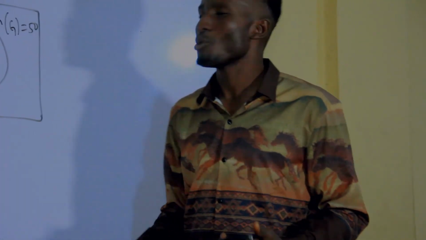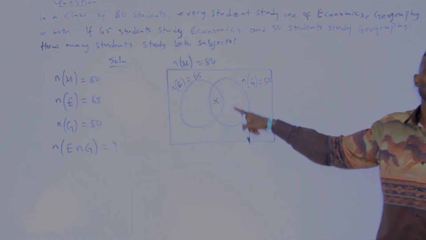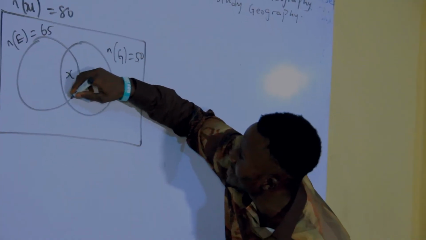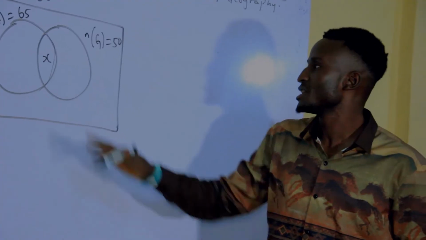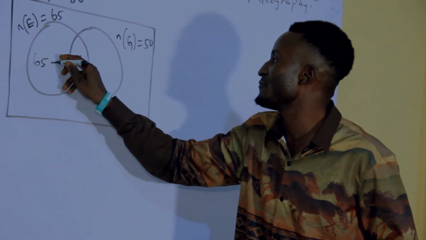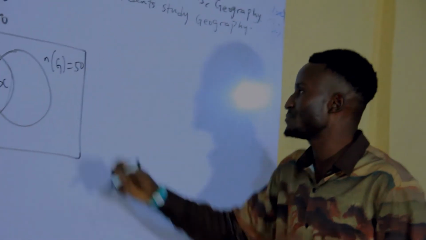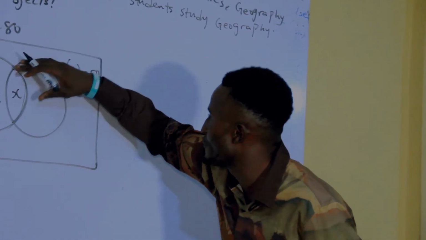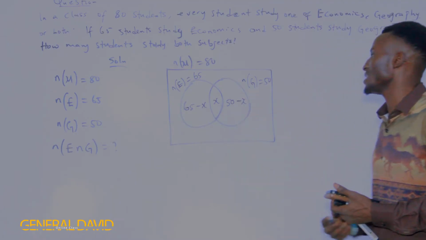But we are given those that study economics, but we are not given economics only. Don't forget, this space is economics only, and this space is geography only. So for me to know this space, I will have to remove this. This is the total circle of economics, and we have to remove this side from the total circle. So this place will now be 65 minus x. And for this space, I will have to remove this little side from the whole geography. So this space will now be 50 minus x.